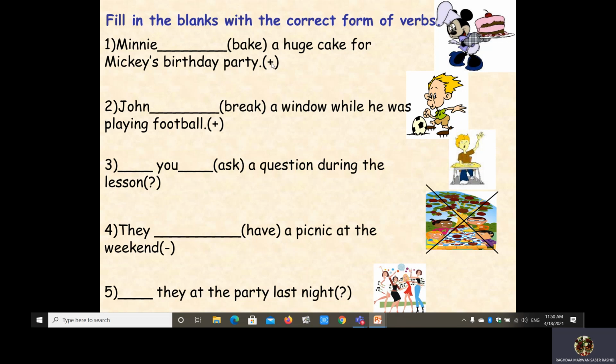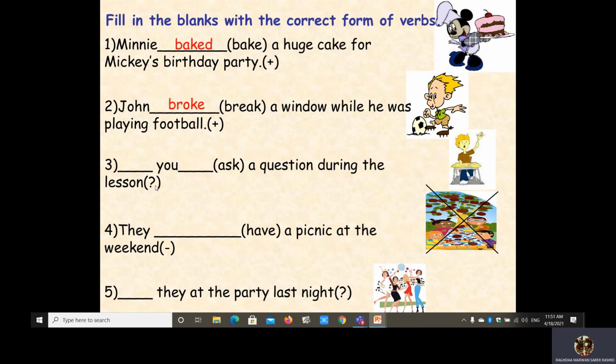He wants you to make it affirmative. So you say, yes, Minnie baked a huge cake for Mickey's birthday party. Break and make it affirmative. So what will you say? Yes, John broke a window while he was playing football. The past form of break, broke, irregular verb.